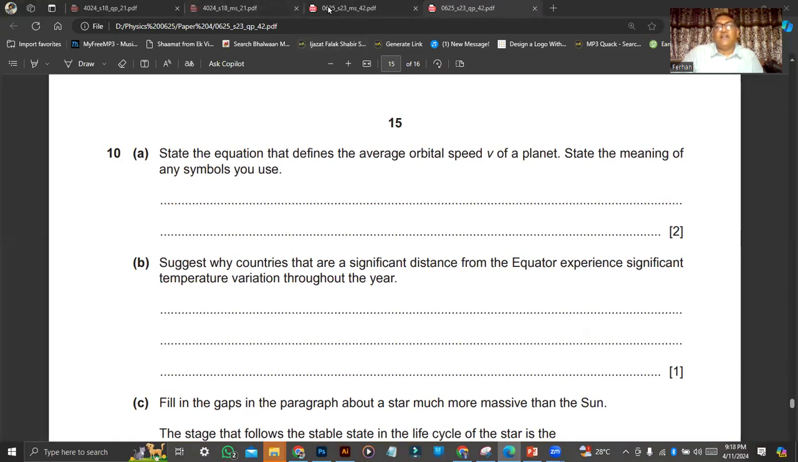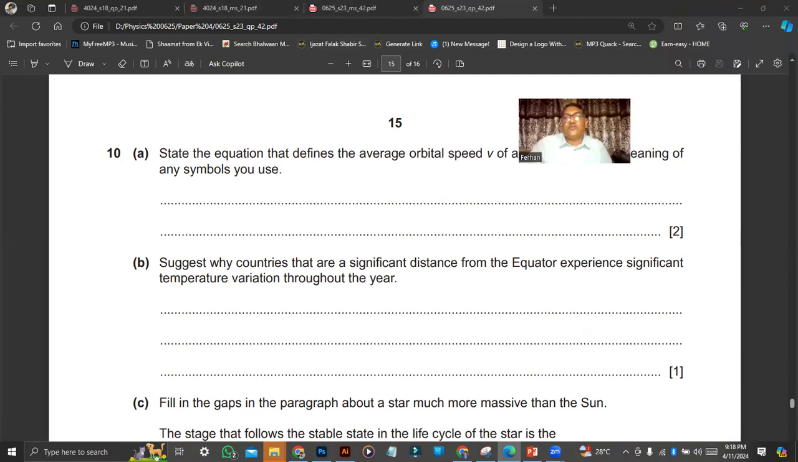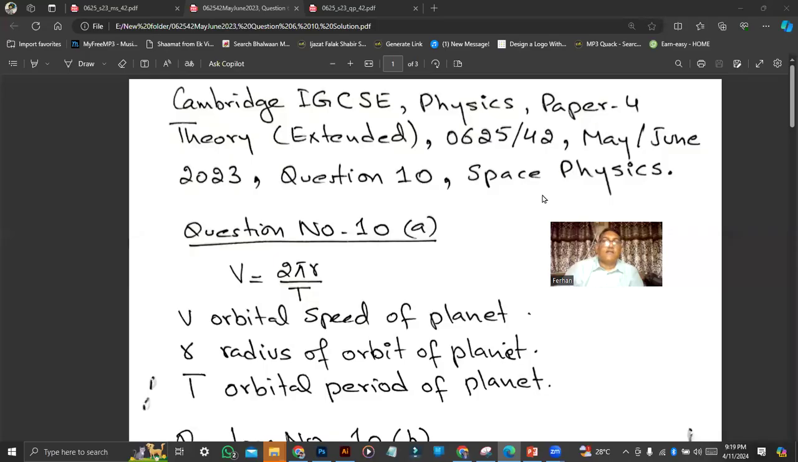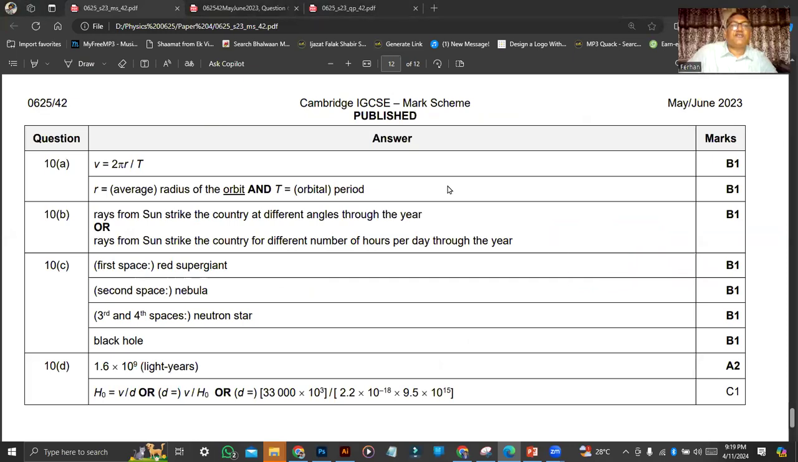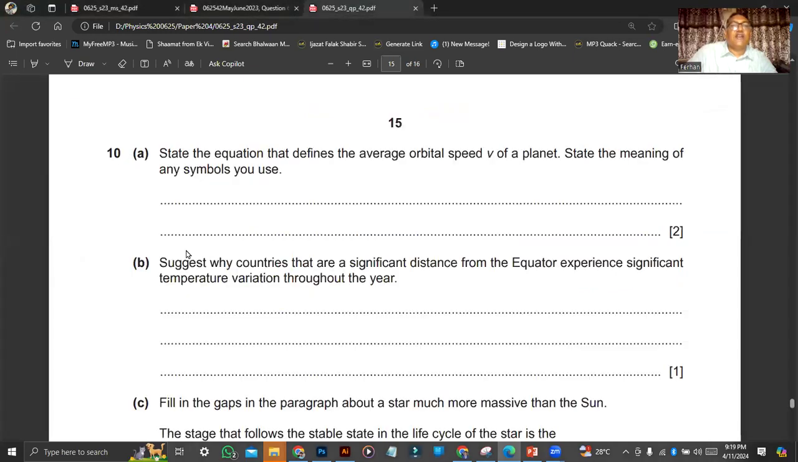So that's simple. Let me show you. Okay, so v is equal to 2πr divided by T, where v is the orbital speed of the planet, r is the radius of the orbit of the planet and T is the orbital period of the planet. Orbital period means how much time it takes to complete one orbit around the sun. So v is equal to 2πr divided by T. Here, let me show you the marking scheme. Here you have the A part's marking scheme.